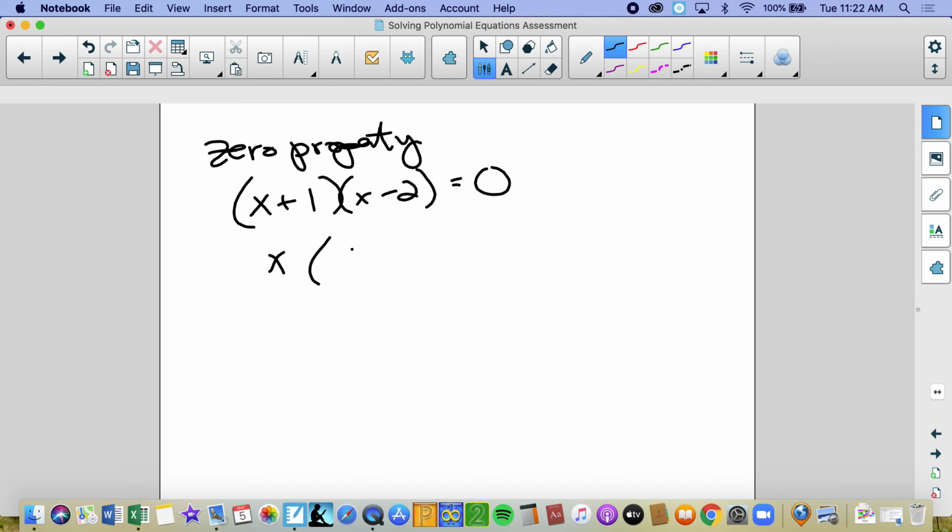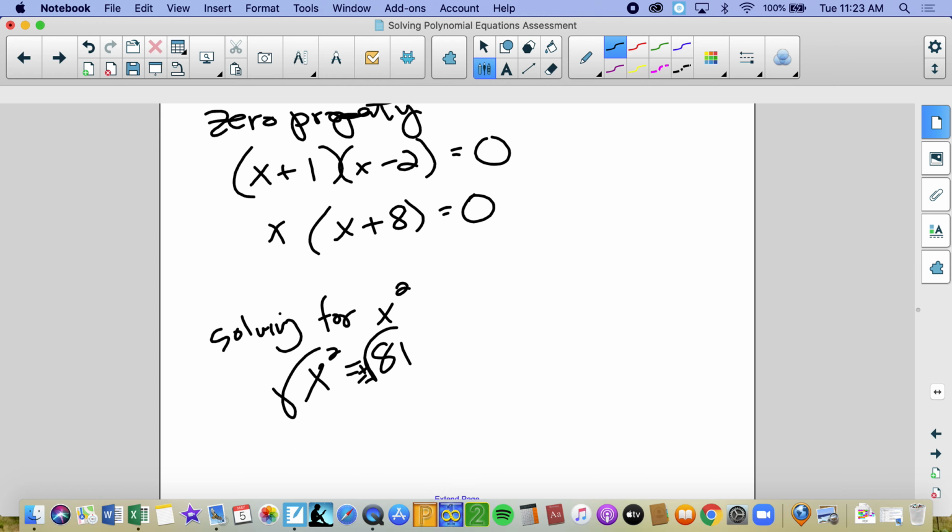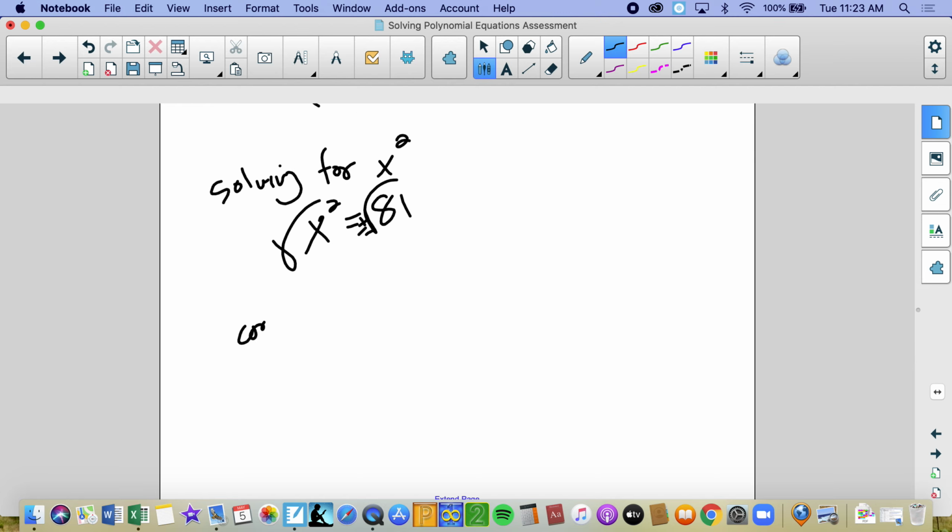We also could have had something like this. That's also the zero property. The next one was isolating, solving for x, technically x squared, where we would isolate the variable and then take the square root of both sides. So when we had something like this, we would take the square root of both sides. And once you do that, the other one is completing the square.